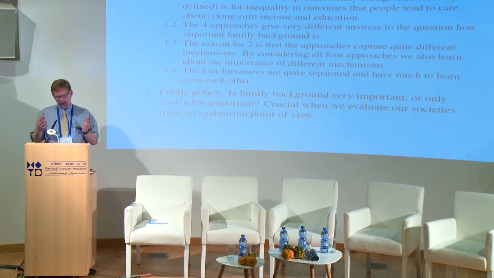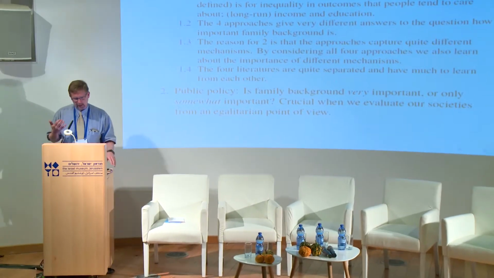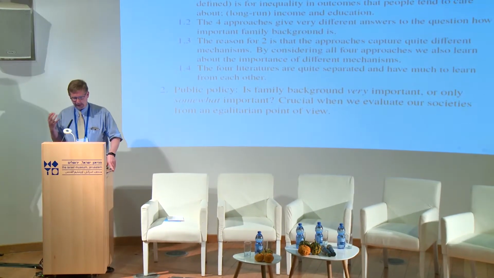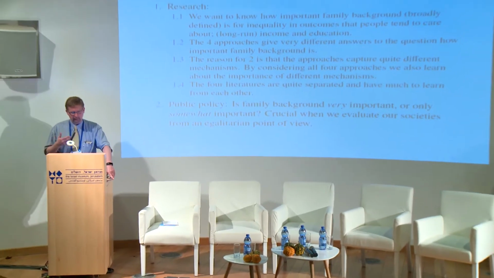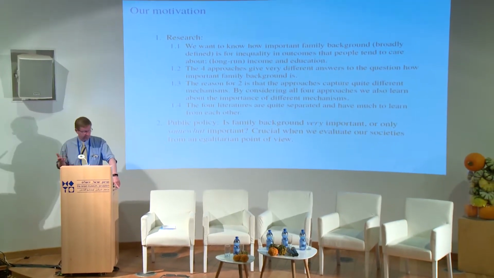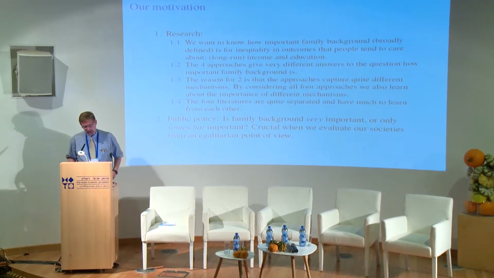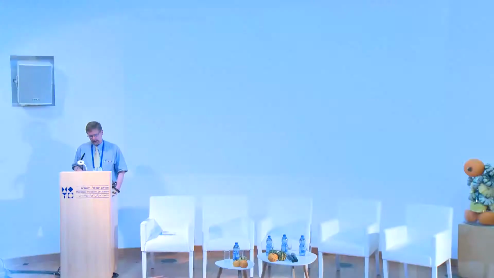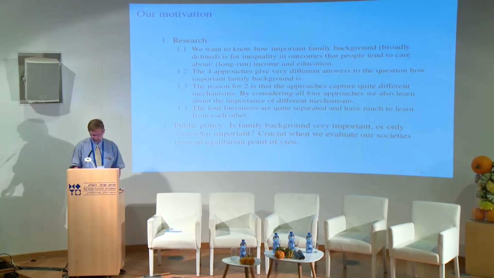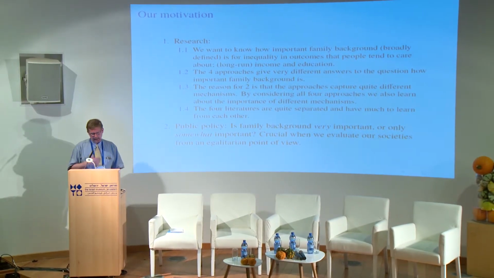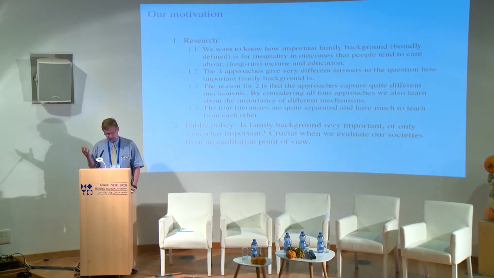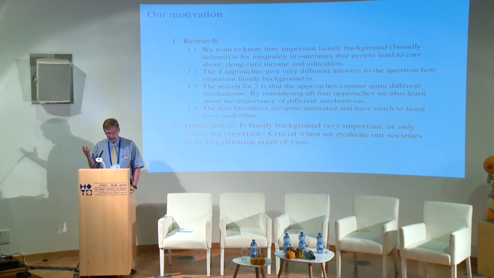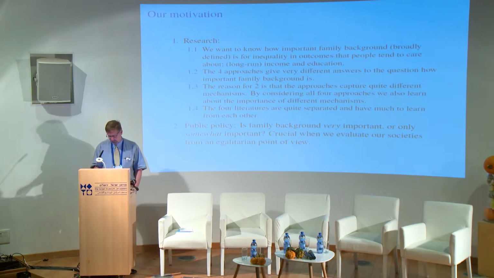So why do we do this? Well, first of all, we want to know how important family background is for the inequality of the outcomes that people with an economic background tend to care about. These, in our case, are long-run income and to a lesser extent education. It turns out that the 4 different approaches can give quite different answers. And that was an important motivation for this.